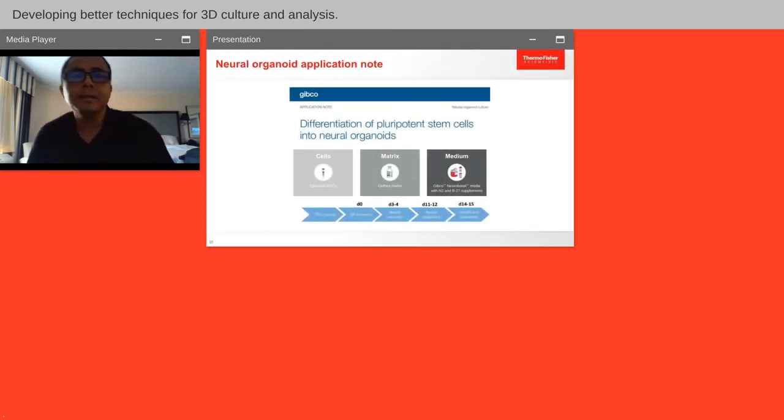So the first one I want to highlight here is our neural organoid workflow. You see here we have an application note that is available online, and it goes into creating neural organoids from differentiating induced pluripotent stem cells. This method highlights our cell offering, our iPSCs, our matrices, our Geltrex, to differentiate and create the organoids, as well as our media offering to grow and develop it.